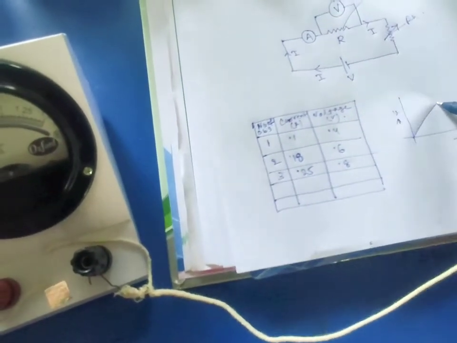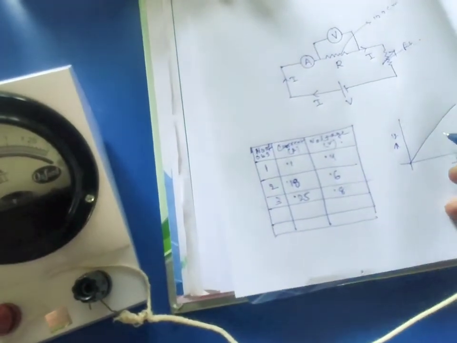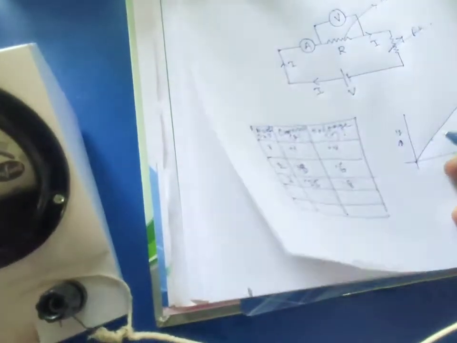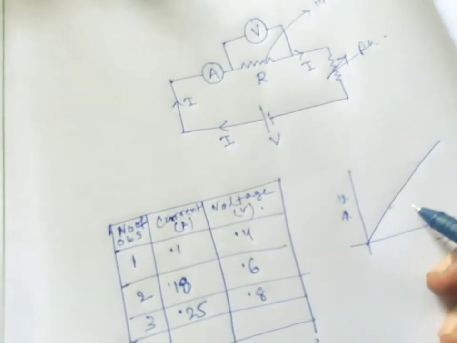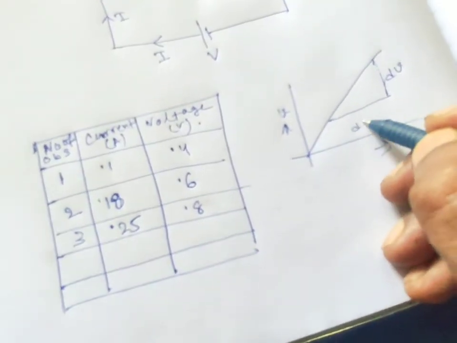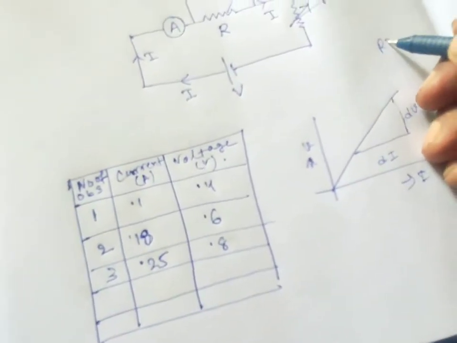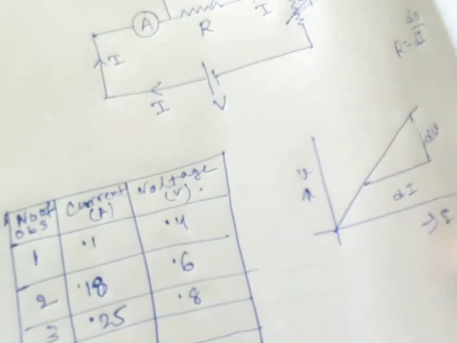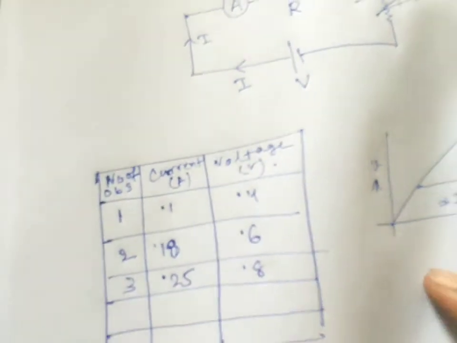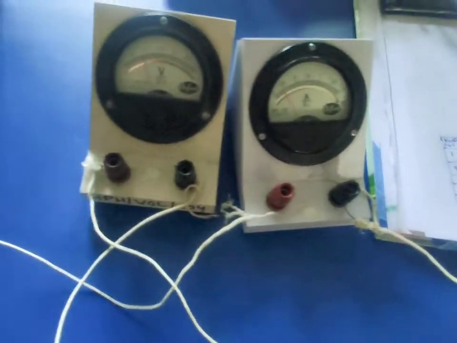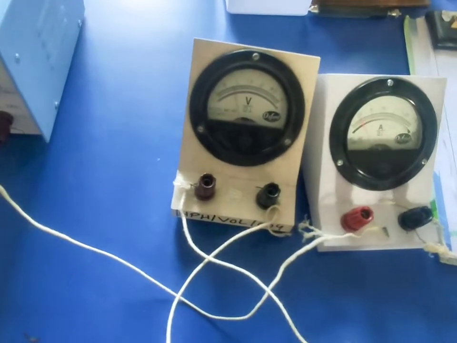Whenever you are taking the slope of that graph, there will be delta V and delta I. So your resistance will be R equal to delta V by delta I. That is your resistance. So from the slope you can calculate the resistance. This is the entire process of Ohm's law.